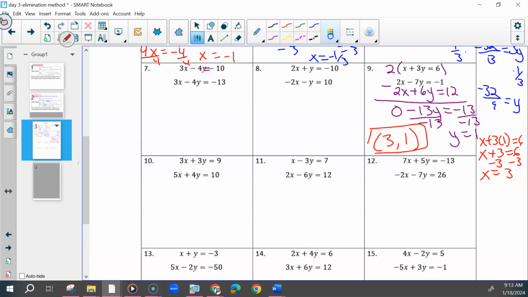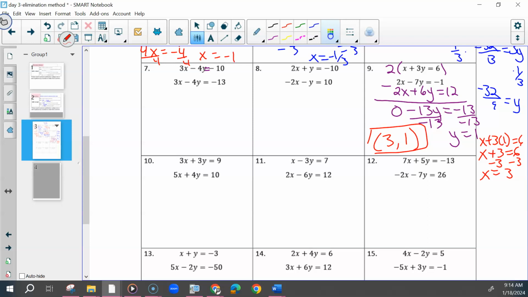Let's look at number 10. Does that one have common coefficients? And unlike number 9, it doesn't have an x by itself either. So we have a choice. Do we want to eliminate the x's or y's? You guys choose.